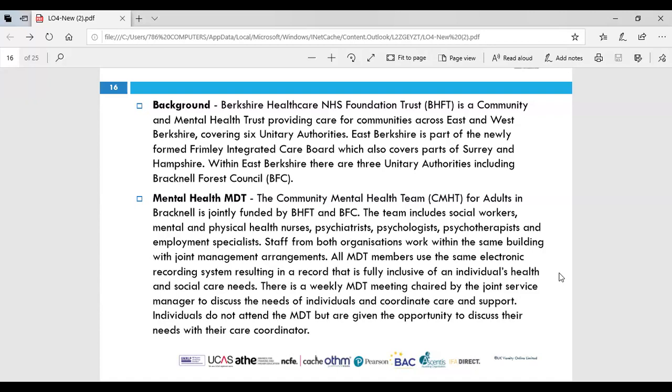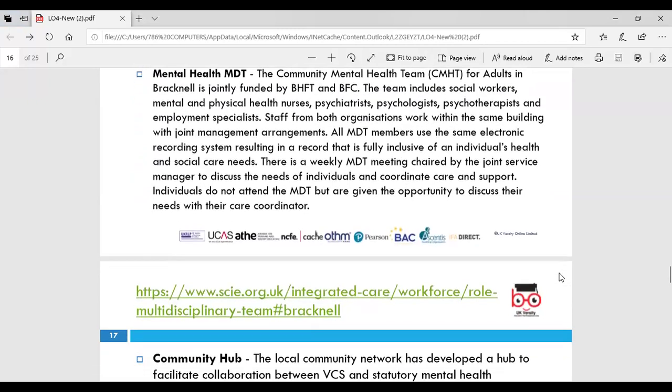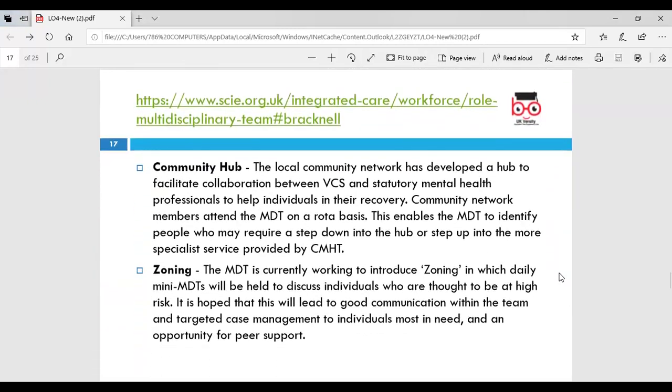Individuals do not attend the MDT meetings, but are given the opportunity to discuss their needs with their care coordinator. Then there's a community hub.